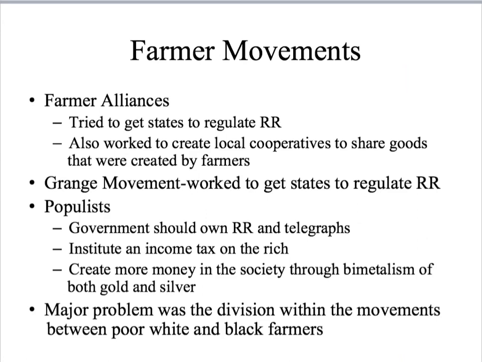The next movement that was formed that was successful was known as the populists. The populists argued that the government should own railroads and telegraphs, institute an income tax on the rich in order to try to break down the concentration of wealth, and create more money in the society through bimetallism, in which both gold and silver would back up money. The idea here would be to artificially inflate currency so that people would buy more farm goods. The major problem was a division within the movement between poor white farmers and poor black farmers.